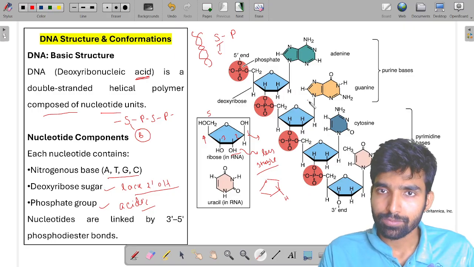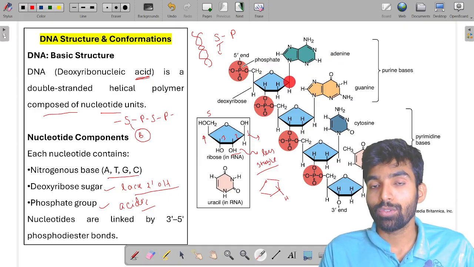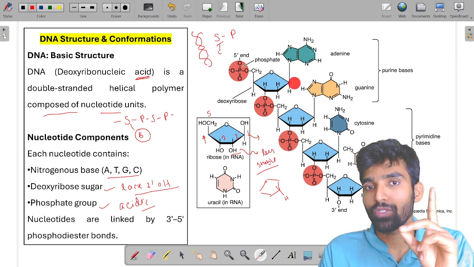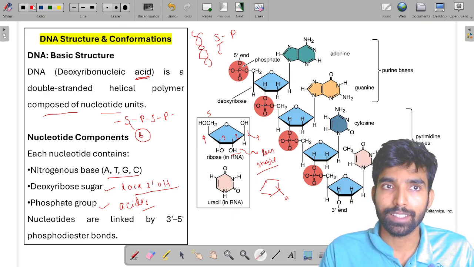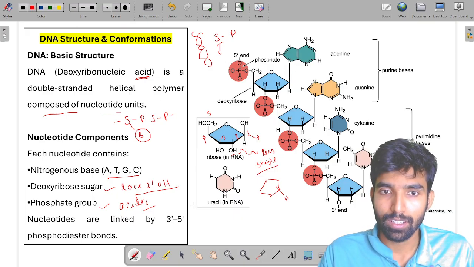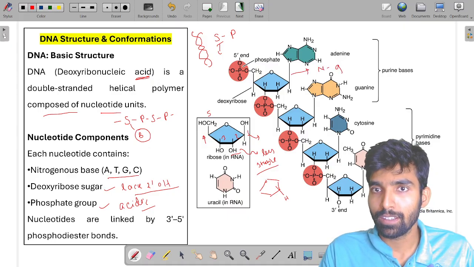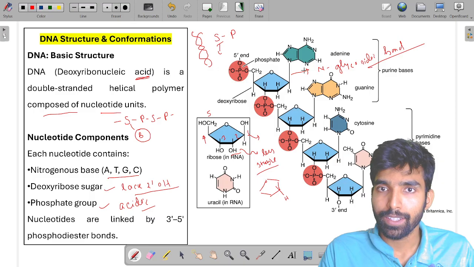Now see, the sugar is attached to the nitrogenous base at the number 1 position. So this is number 1, right? We always have to remember the nitrogen base is attached at the number 1 position. And this bond is called the glycosidic linkage. I'll write it down. This is called the glycosidic bond. This bond.